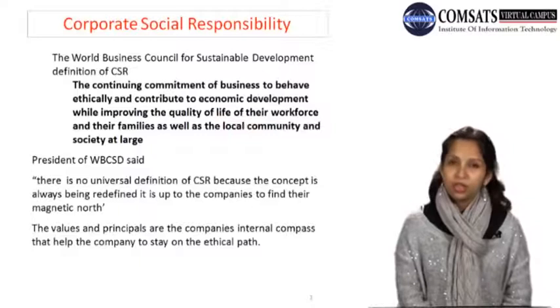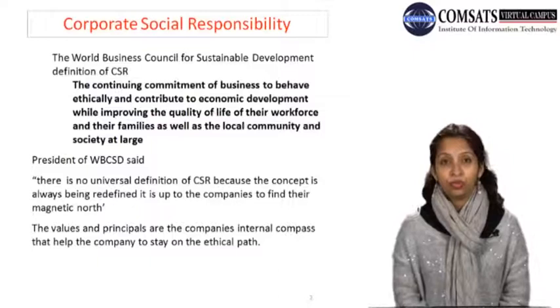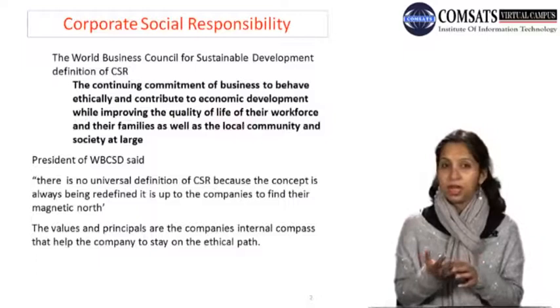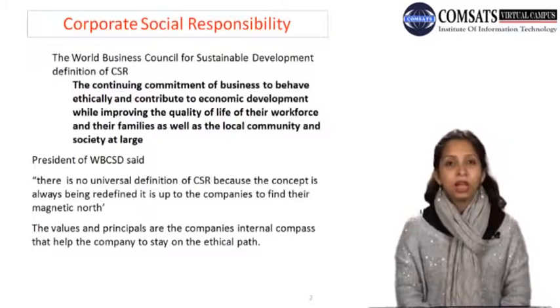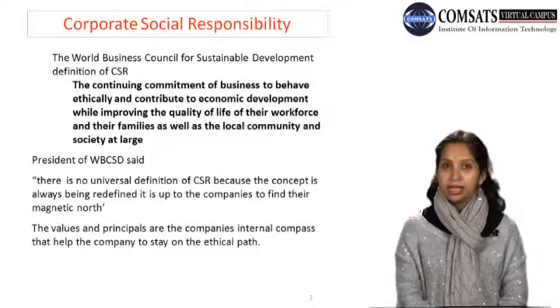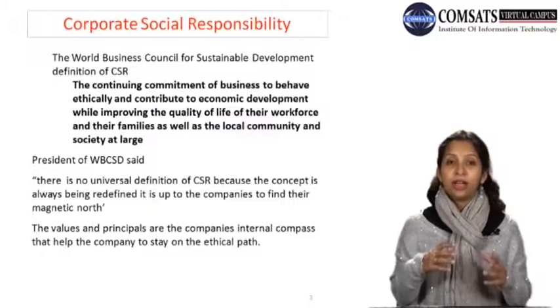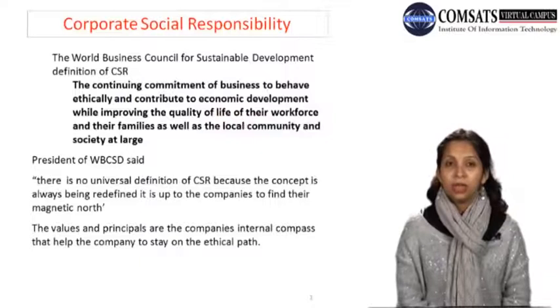In addition to this definition, the WBCSD president also said that there's no hard and fast rule as to what corporations should do, or that if one corporation is doing something, the other corporation should also follow it. If you have read a particular definition of CSR, it is not necessary that you think only about that and follow it completely. What is important for organizations is that, keeping in mind their size, their scope and their resources, they should find their own definition of CSR. They should decide how much they want to be involved in corporate social responsibility activities.